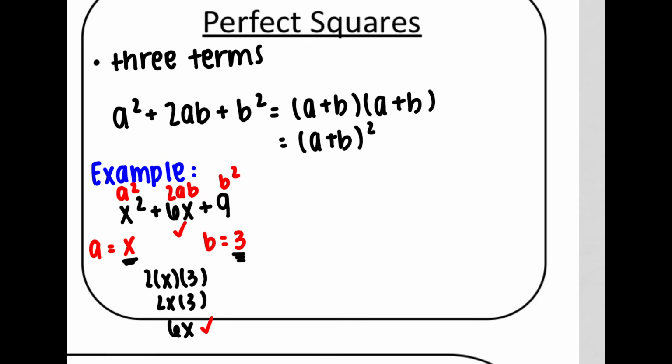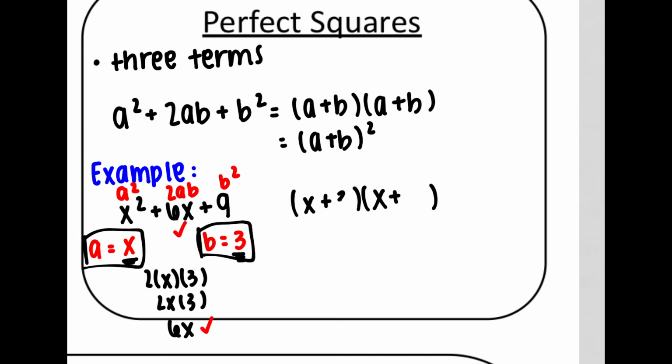So my factored form is in the parentheses a plus b. So my a value, remember we found that as x, so I'm going to put that at the beginning of each parentheses. You have your plus sign in both of them, and it's plus my b, which I found to be 3. So you can write it in factored form as x plus 3 times x plus 3, or you can also write it as x plus 3 and then just have it squared.